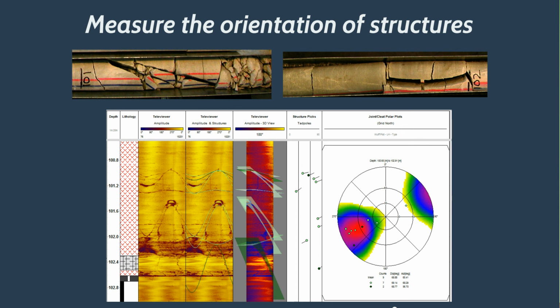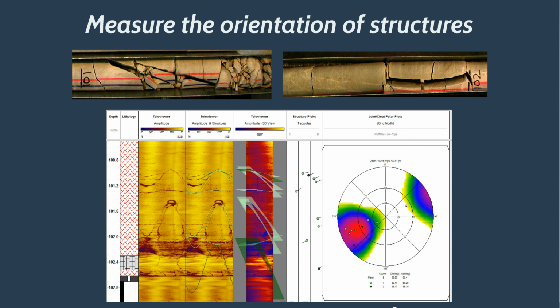Fractures stand out prominently on the amplitude image because the broken material, or open space if present, absorbs more acoustic energy than the solid unbroken strata. This makes the trace of a fracture appear as a dark sinusoidal curve on the image. Bedding planes are made apparent by the different amplitude responses of different rock types.